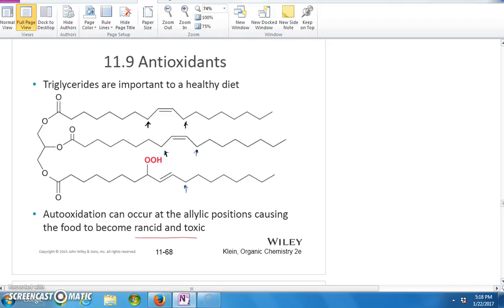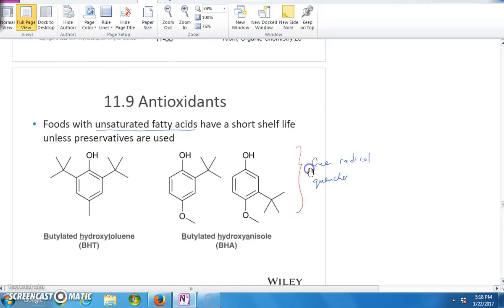Okay, and that's how food gets bad. Food gets bad by simple autooxidation. Now, to increase the shelf life of foods like this, you need to use a preservative. And basically what a preservative does is to quench the radical that forms. So the free radical that forms is quenched.